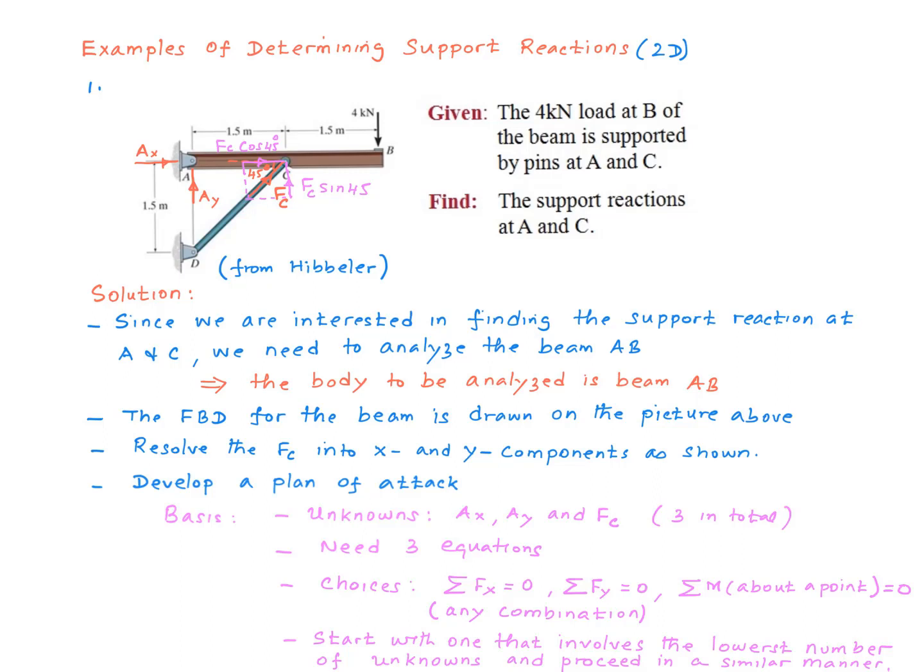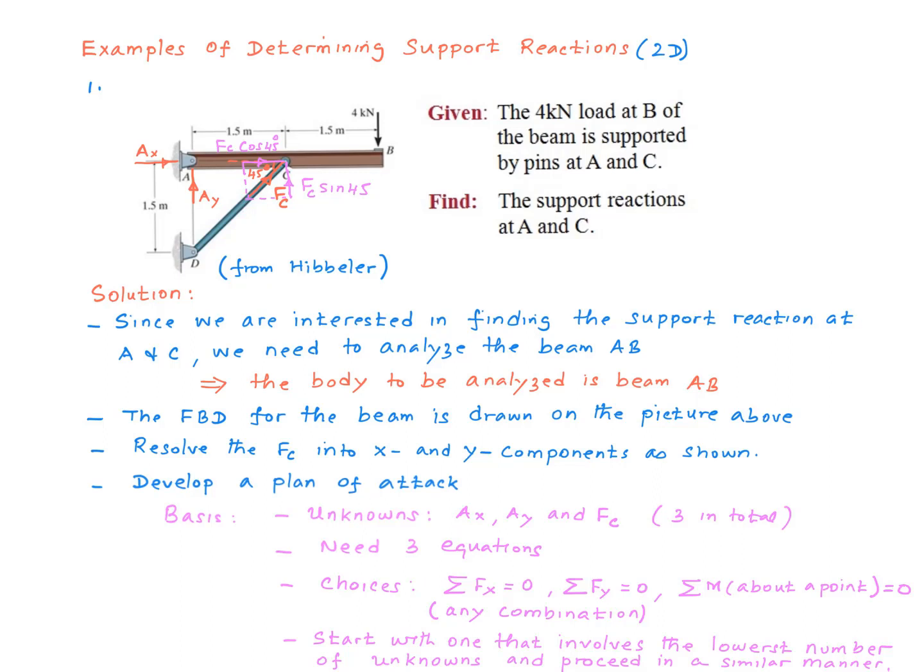So the best strategy is to start with an equation that involves the lowest number of unknowns. If you can think of an equation that involves just one unknown, that's the best because you can go ahead and solve that equation without having to combine that with another equation to solve for unknowns. Doesn't always work out that way, but if you can find one, that's the best. Then you proceed in a similar manner. In other words, your second equation will again be one involving fewer number of unknowns and so on. So these are the bases for developing a plan of attack.